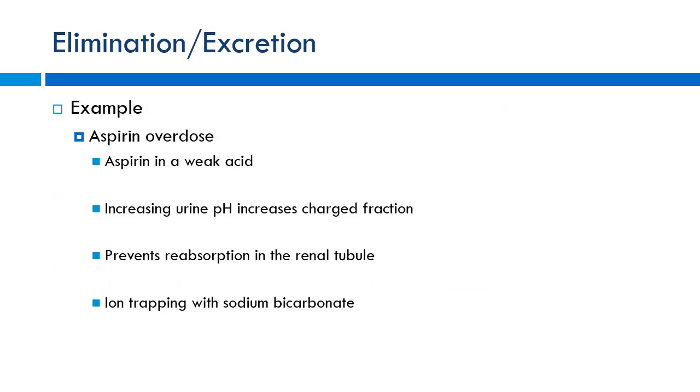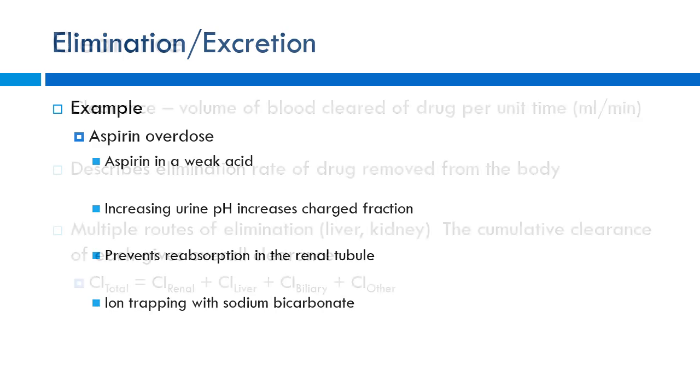Okay, so I mentioned with aspirin as the example, it's a weak acid. As I increase the urine pH, I'm going to have a higher charged fraction. More of it is going to be likely to bounce off those membranes and just be eliminated in the urine rather than be reabsorbed as you would see in more acidic urine.